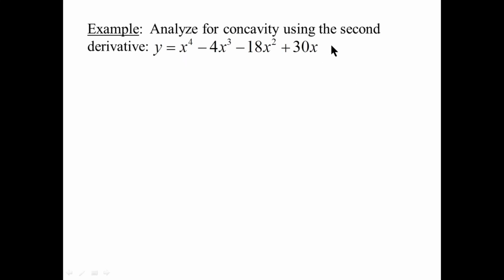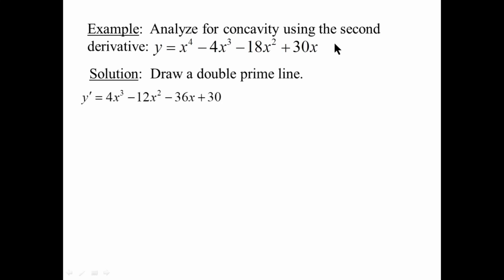Analyze for concavity, looks like a quartic. Solution: draw a double prime line, which means we have to differentiate a couple of times here. Priming, 4x cubed minus 12x squared minus 36x plus 30. Differentiating the derivative, 12x squared minus 24x minus 36, equaling it to 0.